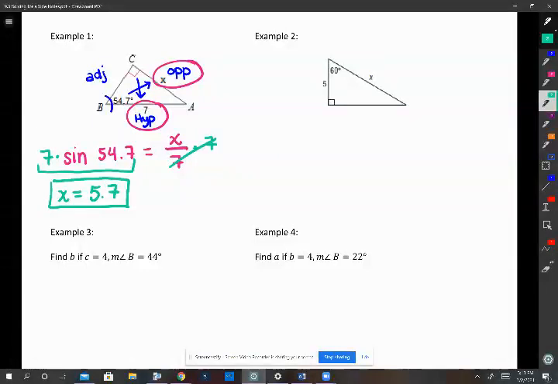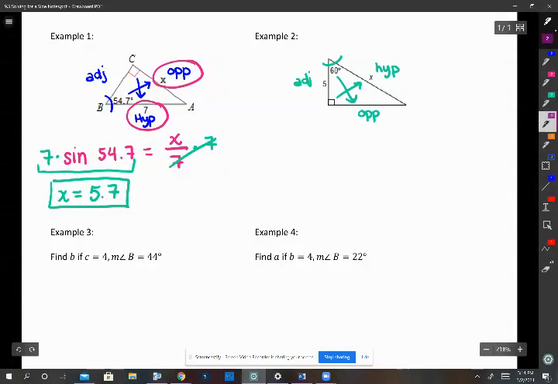When I look at example 2, my first step is the same. I label my triangle. Across from the right angle is the hypotenuse. Here's my angle measure. Across from it is opposite, which makes the other side adjacent. So I label my triangle, and now I'm going to look to see which pieces I have a value in, whether that's a letter or a number. So I have a value in hypotenuse, and I have a value in adjacent.